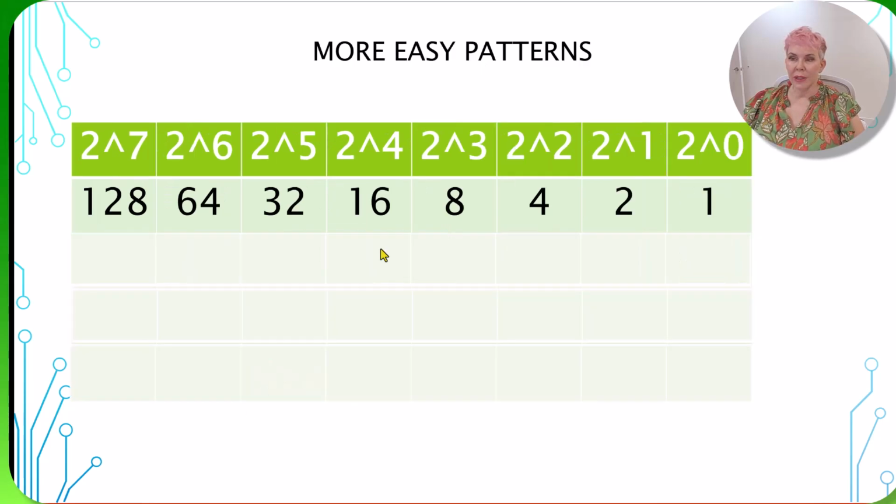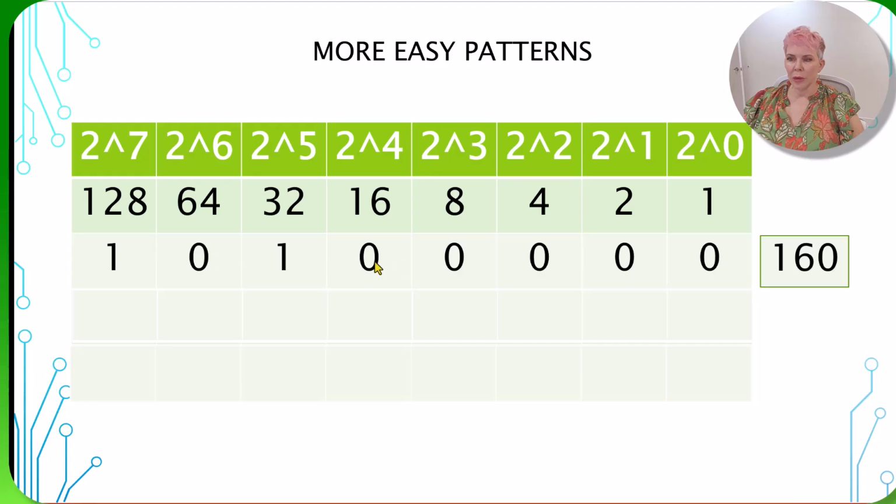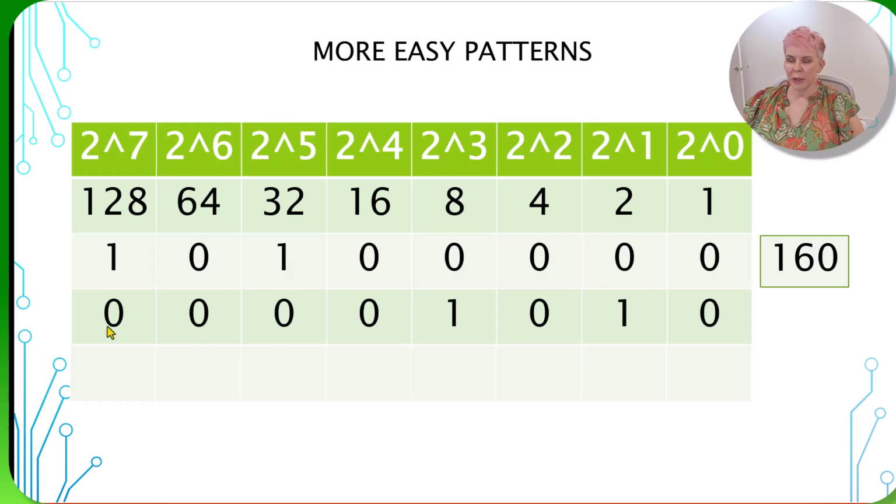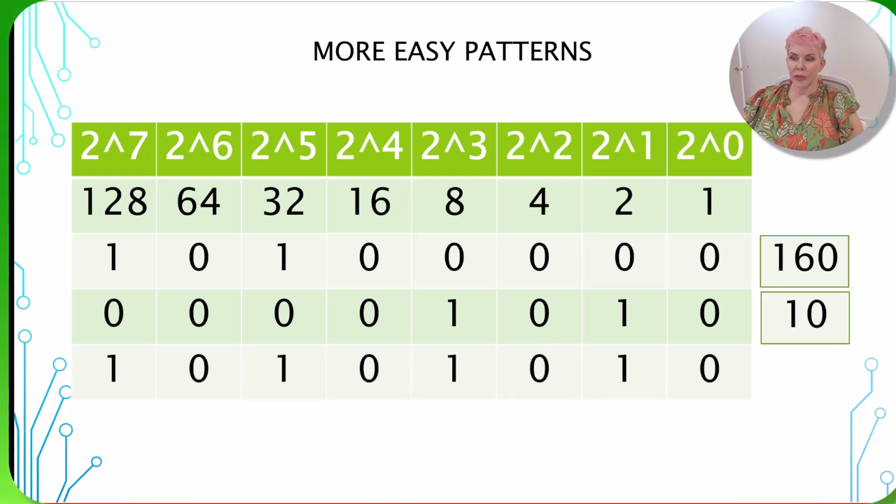Let's look at some more easy patterns. Here's the next one to memorize. When you see 1010, that's 160. 1010 is 160, and then all the others are off. Another easy pattern is if the first 4 are off and the last four are 1010, that easy pattern is 10. Now I can add those together and I get 170, and I have this easy pattern 10101010. That is 170. And again, if I just turned on the 1, I would have 171.